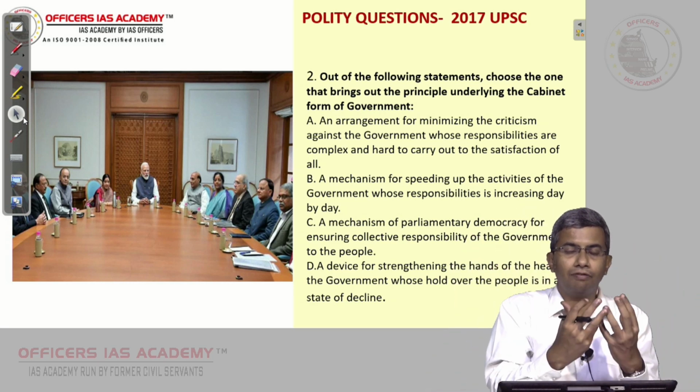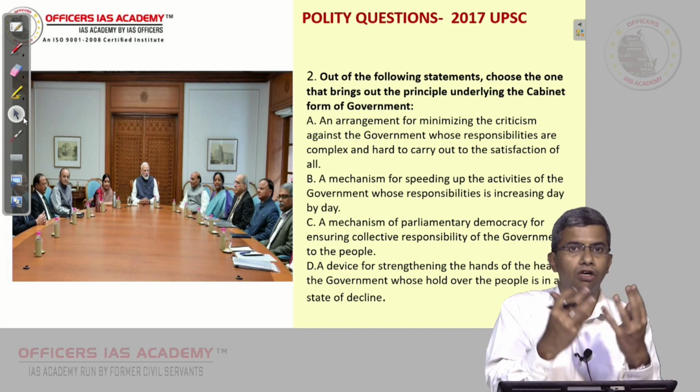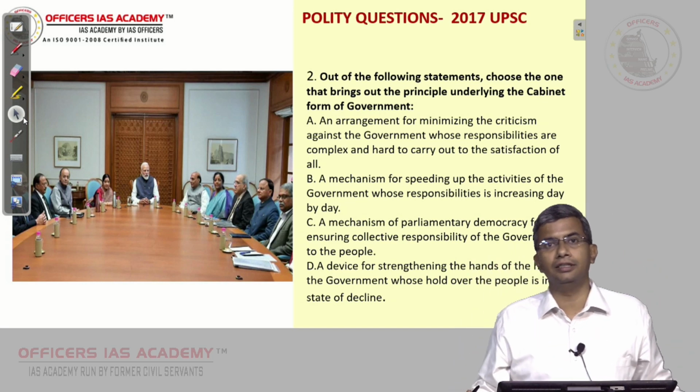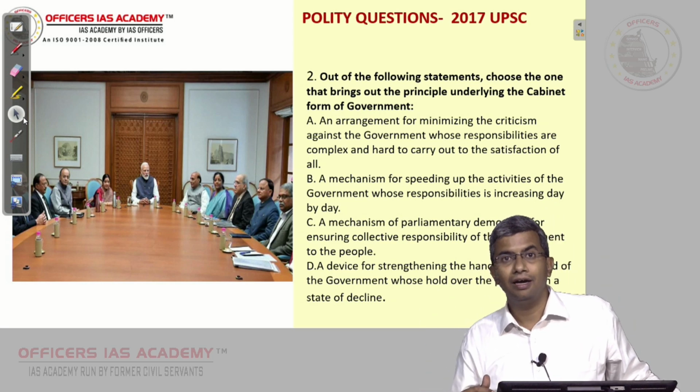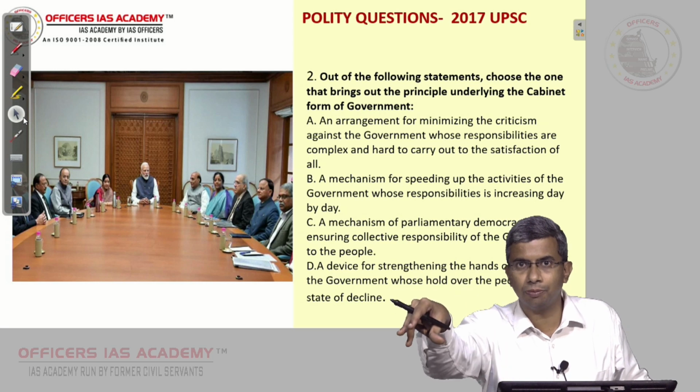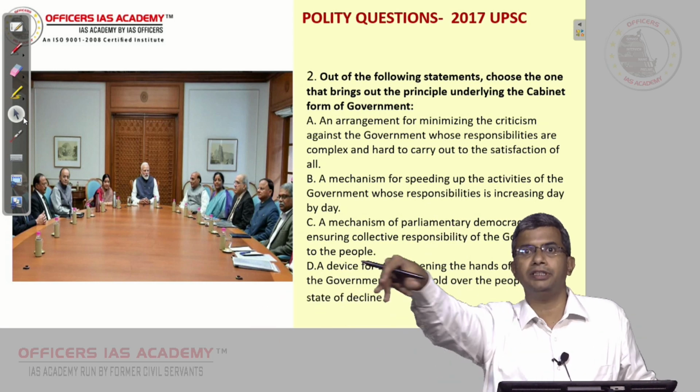What do you mean when in the cabinet form of government, the Council of Ministers or the ministers, it's a form of parliamentary democracy where they are collectively responsible to the people? Yes, that is the underlying principle, and it is representative democracy.